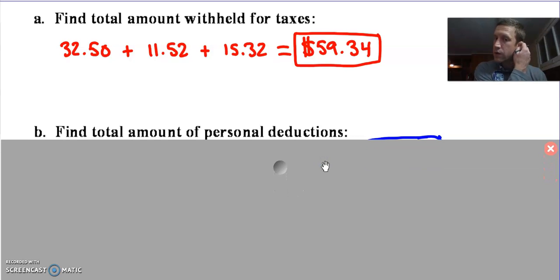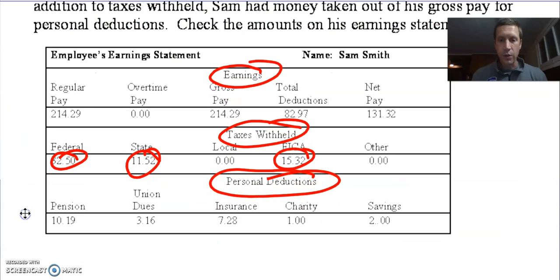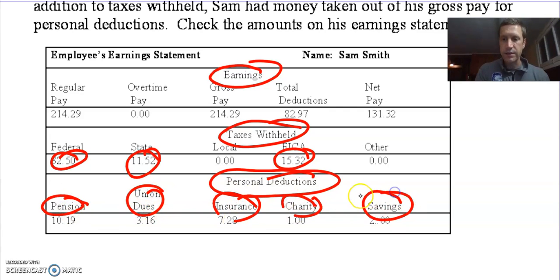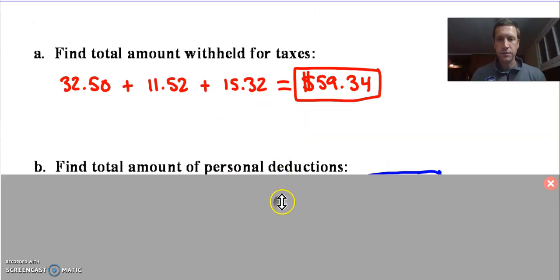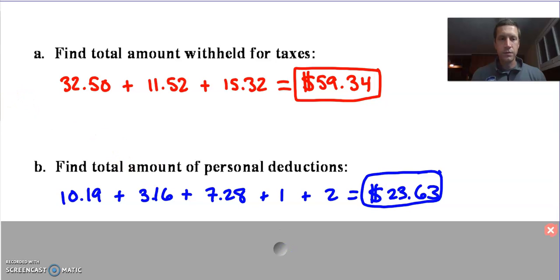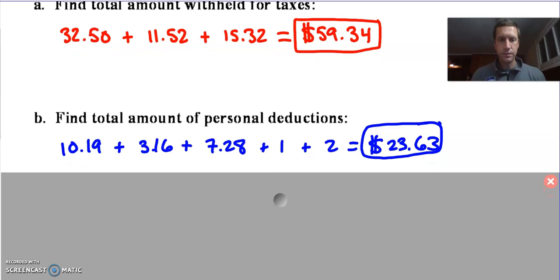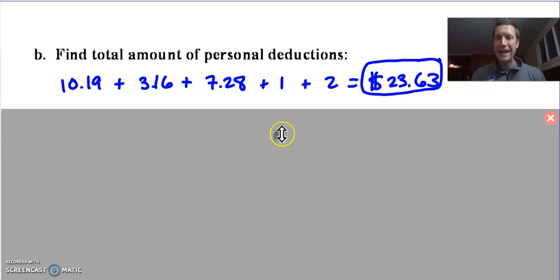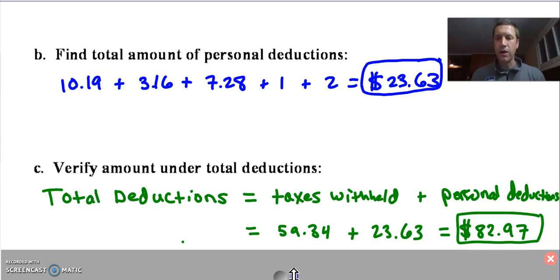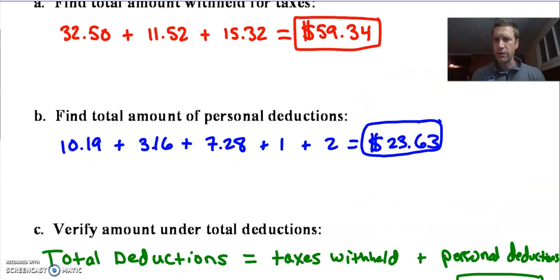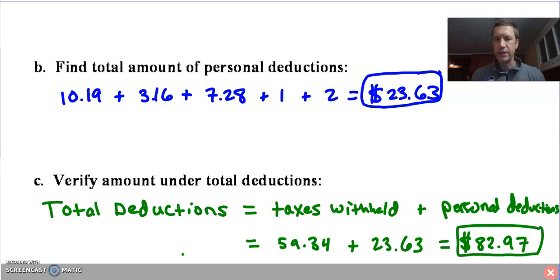Next, we want to find the total under the personal deductions. So these are other deductions that are not considered taxes. So we can see on the bottom here, I have my pension, my union dues, insurance, charity, and savings. All those will also be deducted. This one comes out to be $23.63. Next, I want to add those two numbers together. We're calling that our total deductions. So when I add the $59.34 and $23.63, I get $82.97.